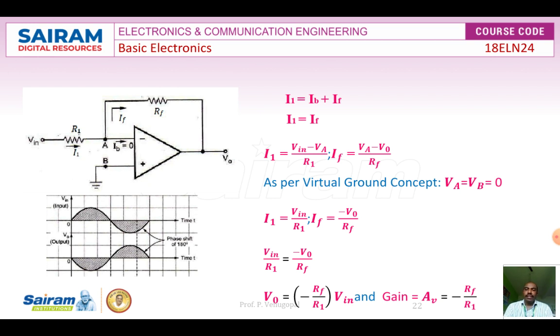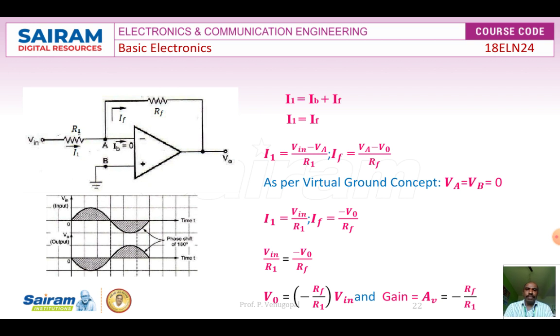Then we are going to derive the expression for the output voltage. In order to derive it, we have to apply KCL, Kirchhoff's current law: the sum of outgoing currents is equal to the sum of incoming currents. Here, the incoming current to node A is I1, and the outgoing current from node A is IF, and also IB. Since IB is equal to 0, we get I1 is equal to IF. Now apply KVL to the input loop and output loop and find the values of the currents I1 and IF.